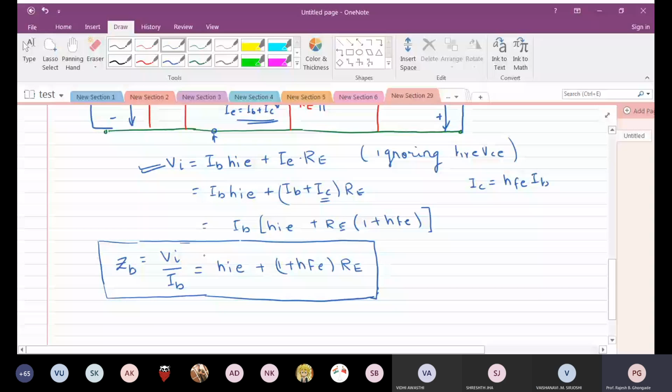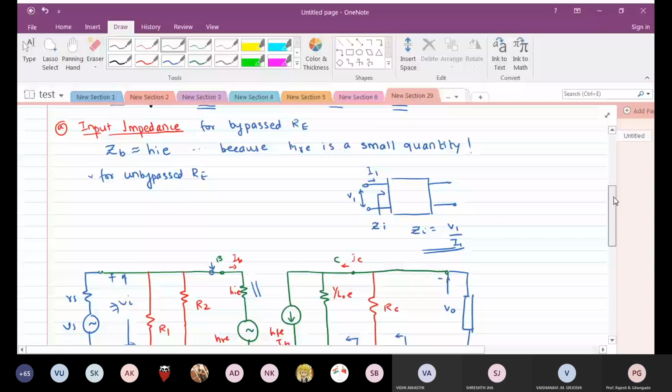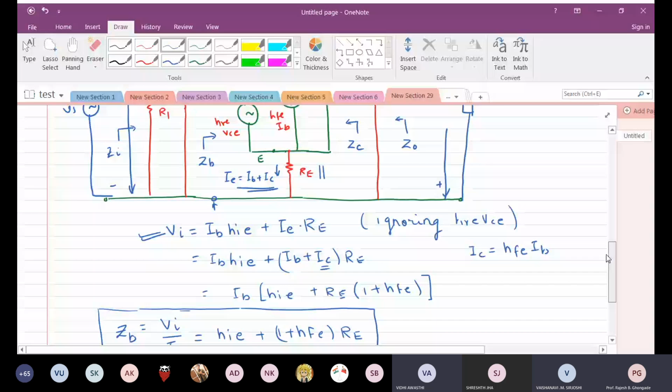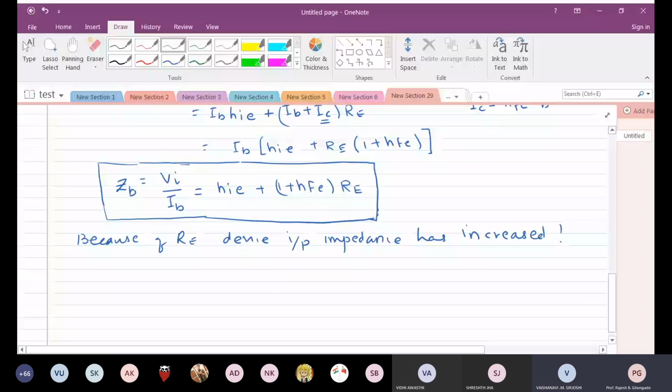So look at the comparison. Input impedance for the device when it was bypassed was only HIE, whereas in this case it is HIE plus (1 plus HFE) into RE. Because of RE, can we say that the device input impedance has increased? Can I say that? Yes, sir. Okay, so we have an increase in the device input impedance.